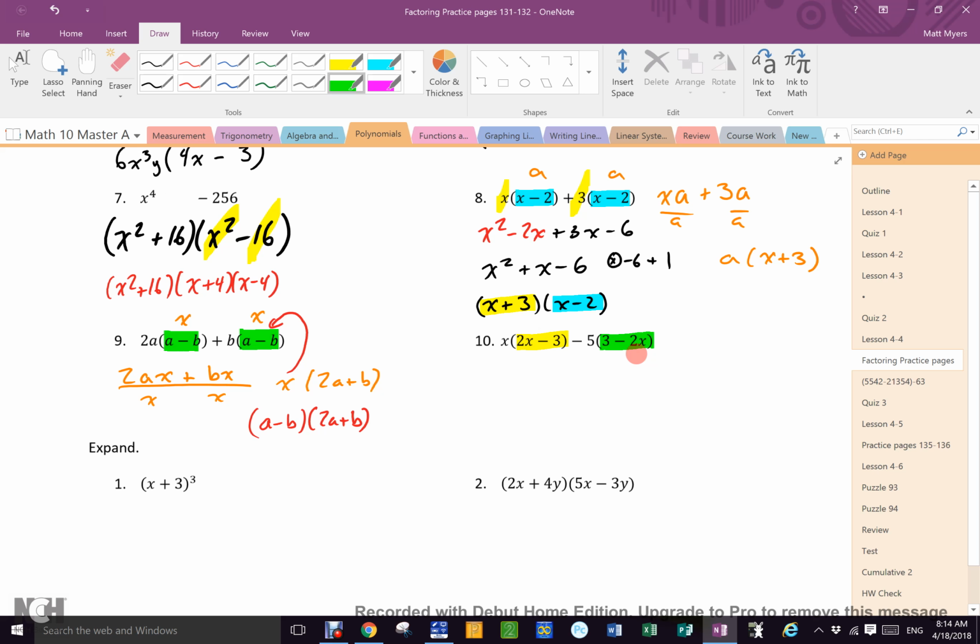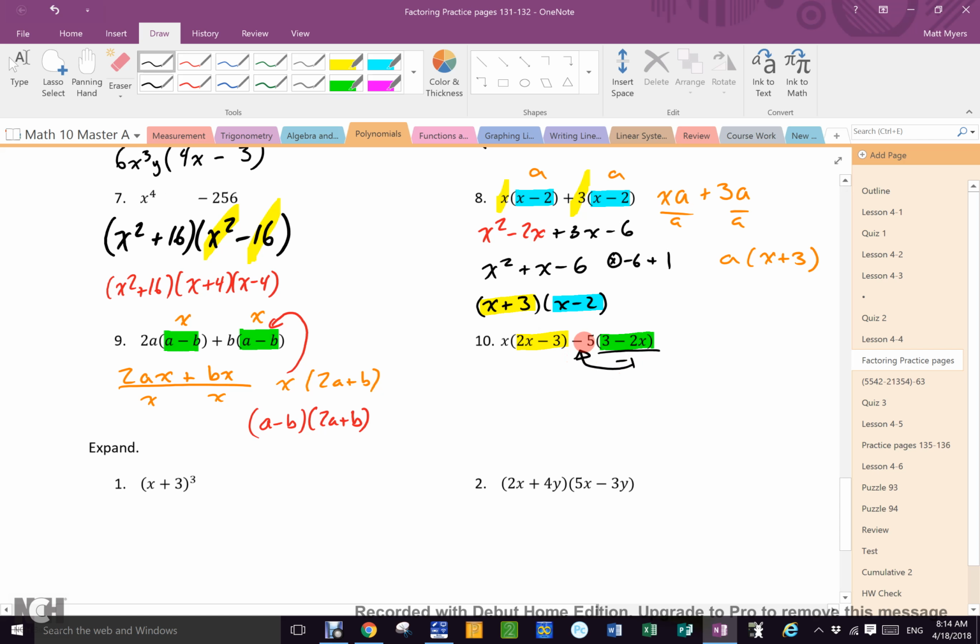But I have to change this positive 3 to a negative 3 and this negative 2x to a positive 2x. So I can't divide by 1. What must I divide by? Negative 1. So if I divide this guy by negative 1, that means that's my greatest common factor, right? And greatest common factor goes to the front, doesn't it? So that negative 1 would come out here.